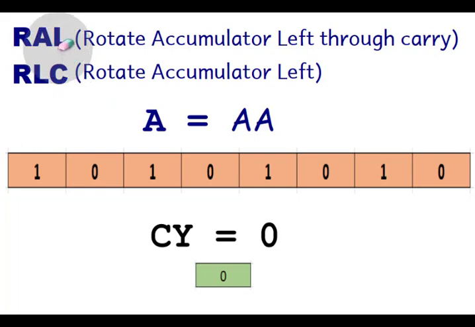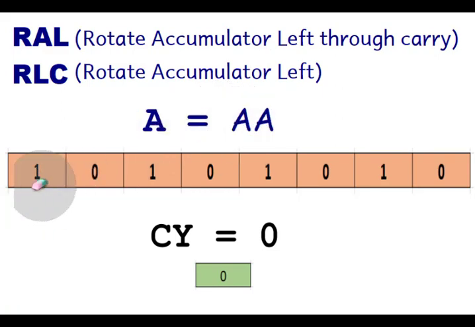Actually there are 4 rotate instructions, 2 for rotate right and 2 for rotate left. One is RAL, rotate accumulator left through carry, and the other is RLC, rotate accumulator left. So we consider an example. Suppose there is some data AA in register A.